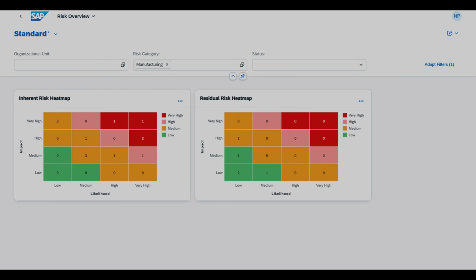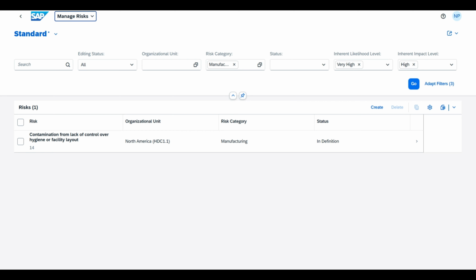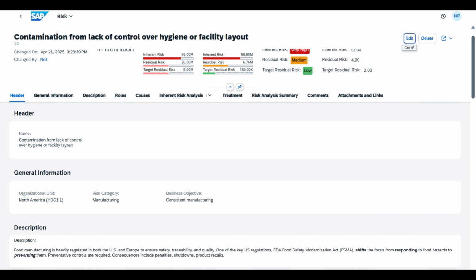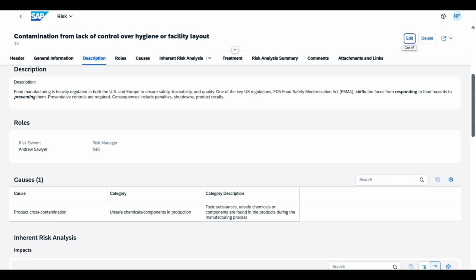Note that we could have navigated to the high-priority risks using RAM's risk heat maps. We can filter the chart for manufacturing risks and focus on our area of interest. The chart is a drill-through chart and can take us directly to high-priority risks, either inherent or residual.